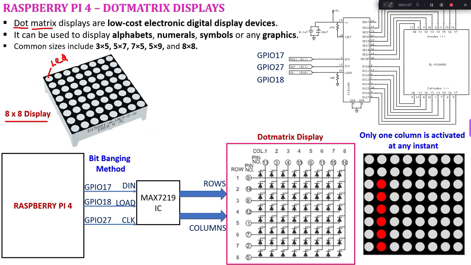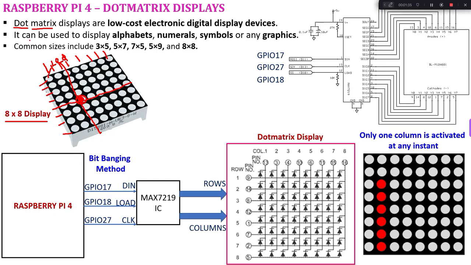So for example, here I show an 8x8 display, which means I have 8 rows and 8 columns. To switch on a particular LED, for example, I want this LED to be on. In that case, I have to activate this row and the corresponding column. So thereby I can make this LED glow.